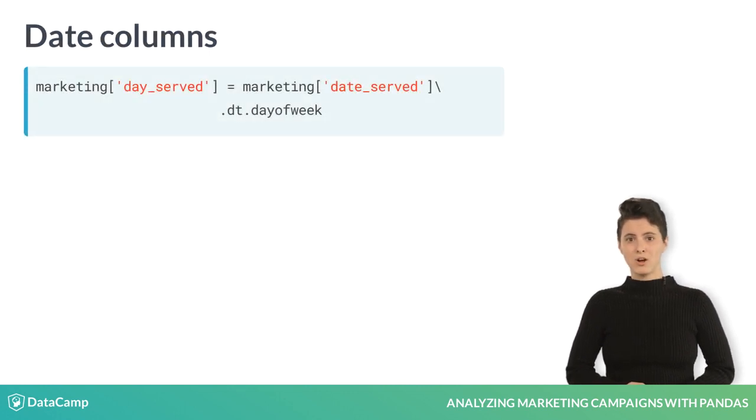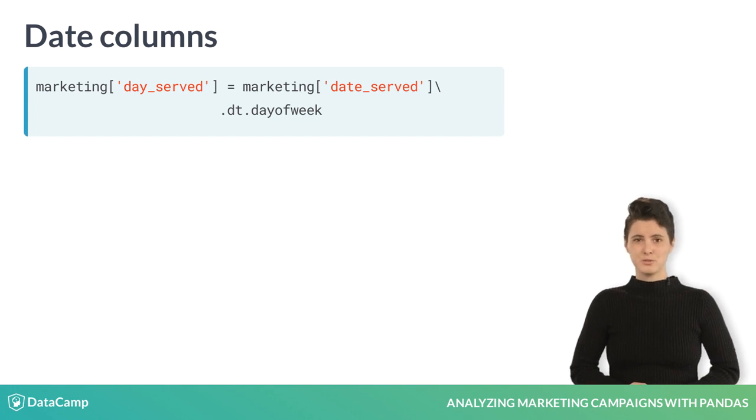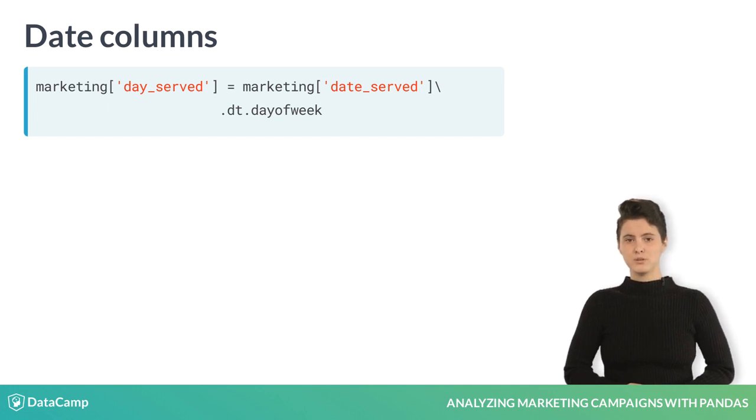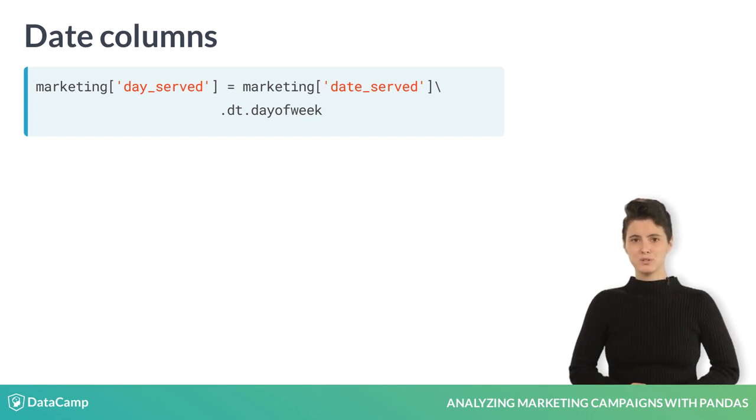Once the dates in the column are properly imported, you can use various date attributes to extract relevant information. For example, to obtain the day of the week, you can use the day of week attribute along with the dt accessor on the date column. This will result in a numerical value where 0 maps to Monday, 1 to Tuesday, and so on.